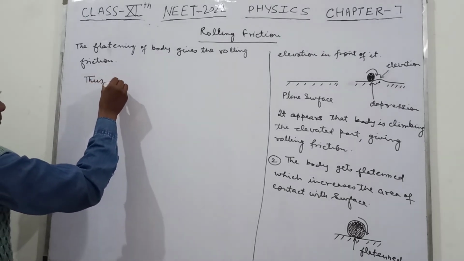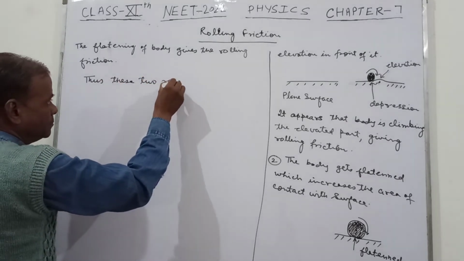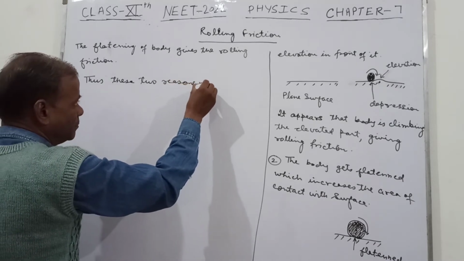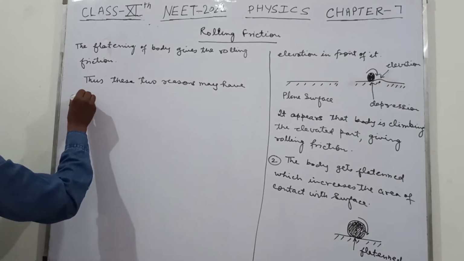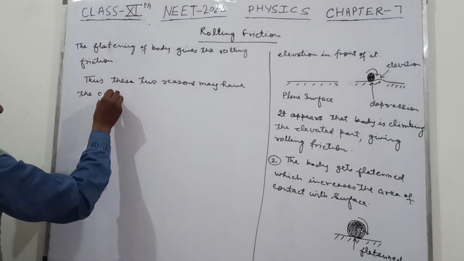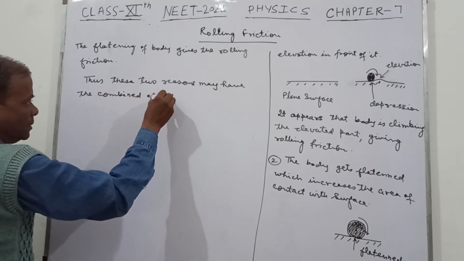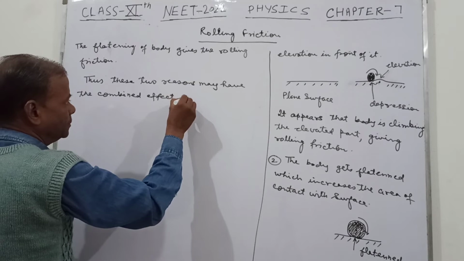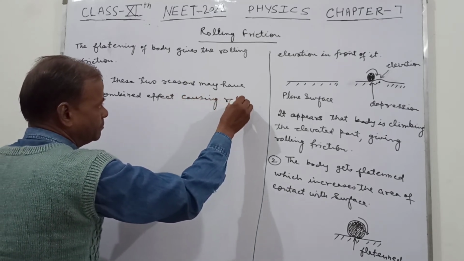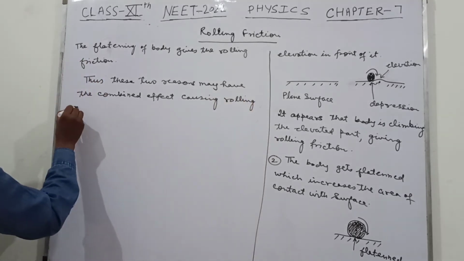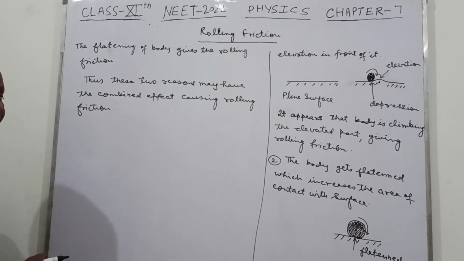Thus, these two reasons may have combined effects causing rolling friction.